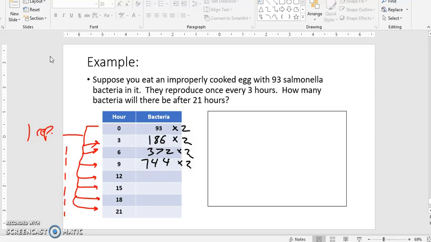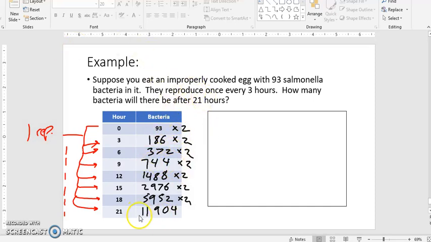If I multiply that by 2 again, I'm going to end up with 1488 after 12 hours. And if I multiply again, I'm going to end up with 2976. If I multiply that again, I'm going to end up with 5952. If I multiply by that again, I'm going to end up with 11,904 cells. So this is how many bacterial cells there are going to be after 21 hours. I just doubled it every 3 hours.